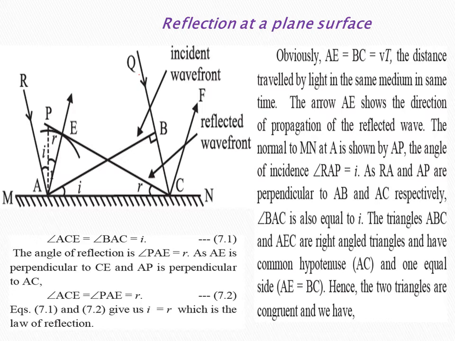That means all points along the wavefront AB reach the reflecting surface MN between the time 0 and t. Then point A acts as a secondary source of light and emits secondary wavelets. Here draw the hemisphere. The distance covered by the wavelet from A to E will be vt. In the same time, point B reaches C, so that distance is the same, vt. That means AE is equal to BC.